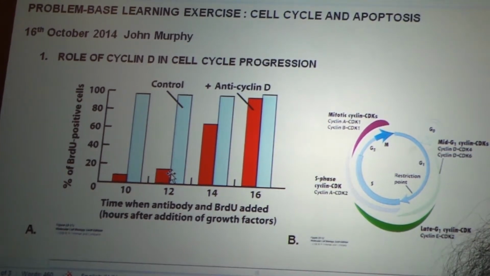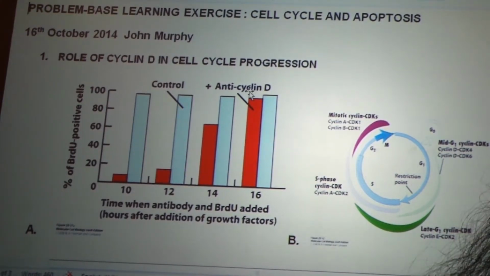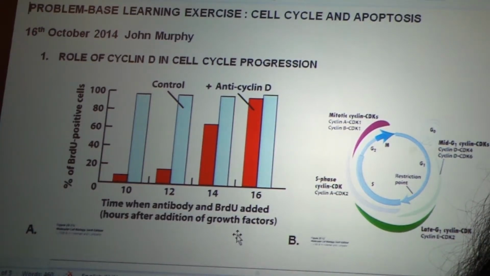So there's a big difference. Okay? And then if you wait 16 hours after the addition of growth factors and add the anticyclin D antibody, it's hardly had any effect whatsoever. So the question is why? Why is that? I kind of already told you the answer. The answer is really here.